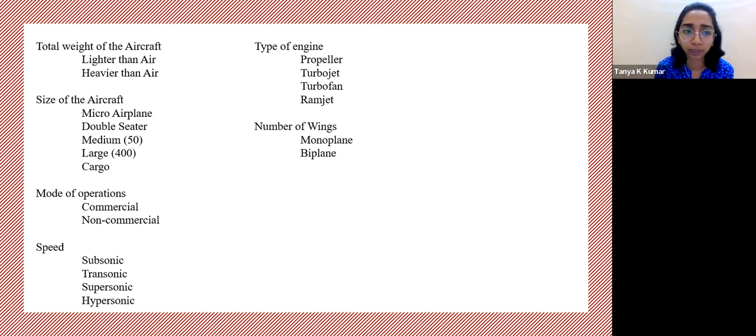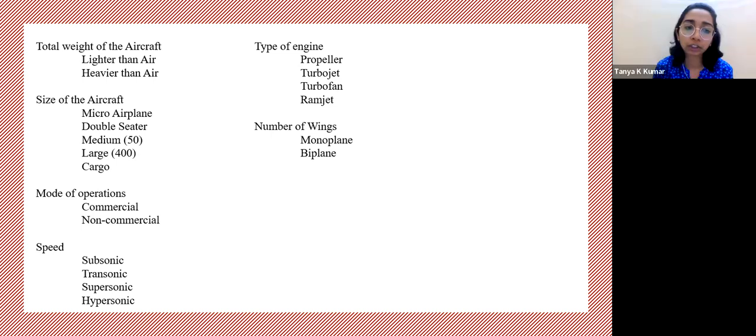Any example of the cargo aircraft that you know? Antonov, C-17 Globemaster, Hercules. Yes, okay, great. Depending on the mode of operations, you have commercial, non-commercial, military, all of those categories come depending on the modes of operations or the missions that they fly on. Such categorizations are there. Then another major classification is speed.